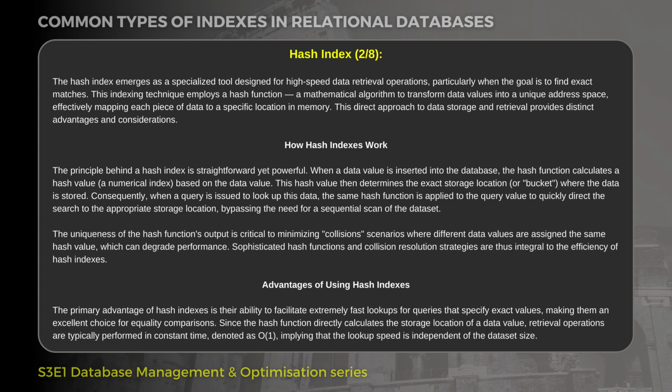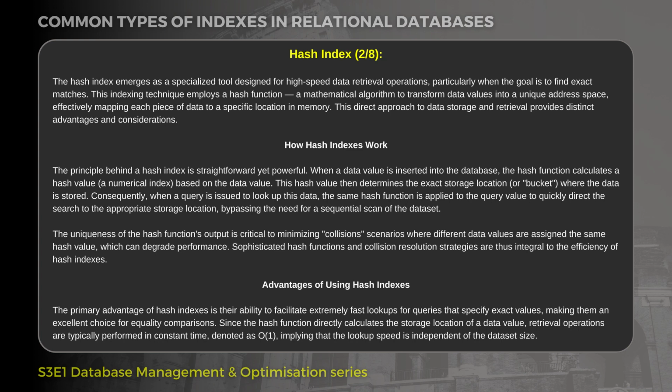Consequently, when a query is issued to look up this data, the same hash function is applied to the query value to quickly direct the search to the appropriate storage location, bypassing the need for a sequential scan of the dataset. The uniqueness of the hash function's output is critical to minimizing collisions, scenarios where different data values are assigned the same hash value, which can degrade performance. Sophisticated hash functions and collision resolution strategies are thus integral to the efficiency of hash indexes.